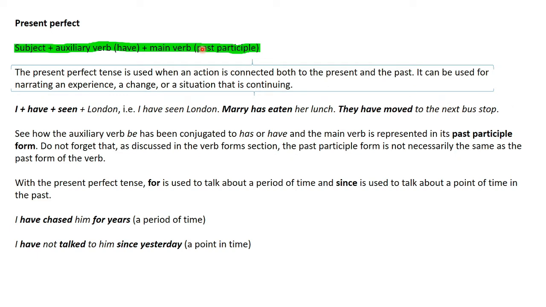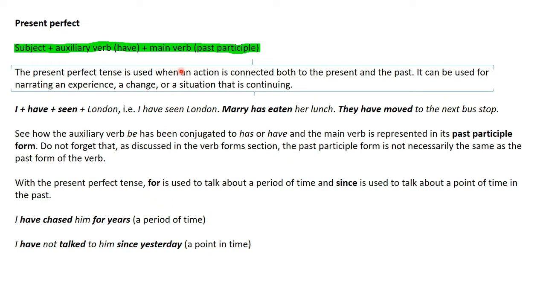A verb has three forms: the root form, which is the V1 form, then the past form, which is the V2 form, and then comes the past participle or the V3 form. The V2 and the V3 forms are entirely different things, although in most cases, especially in case of regular verbs, they appear to be the same.